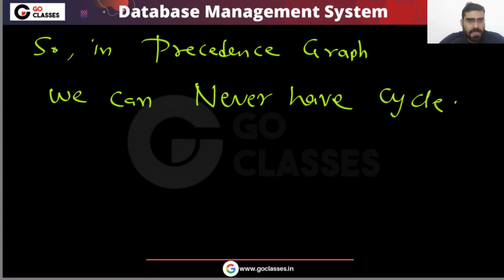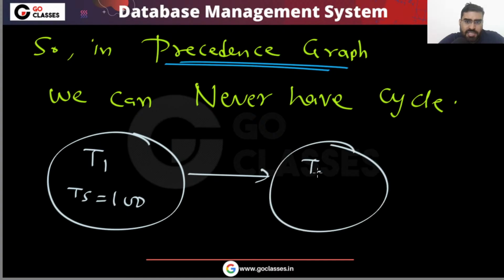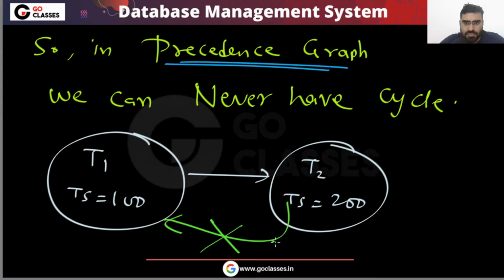Is this clear? In the precedence graph, we can never have a cycle because your precedence graph will go like this. There is a transaction T1 with timestamp, let's assume, 100. From here there will be an arrow like this to T2, and the timestamp is, let's assume, 200. You can never have this arrow. This arrow is never possible.